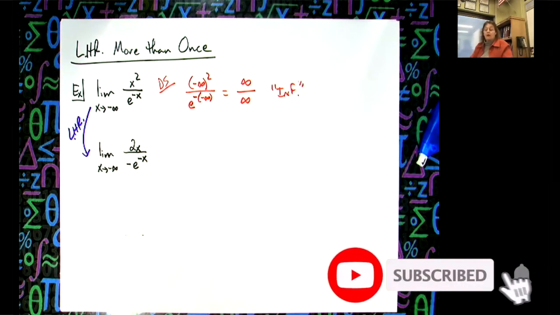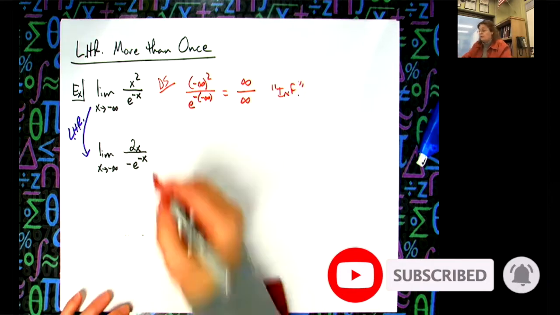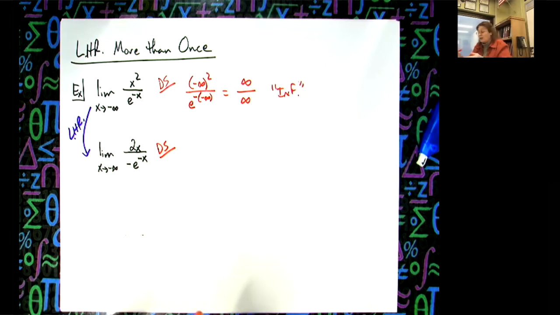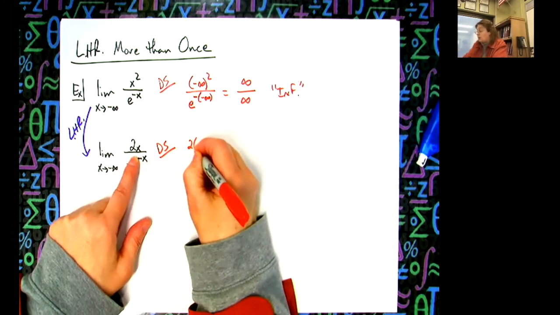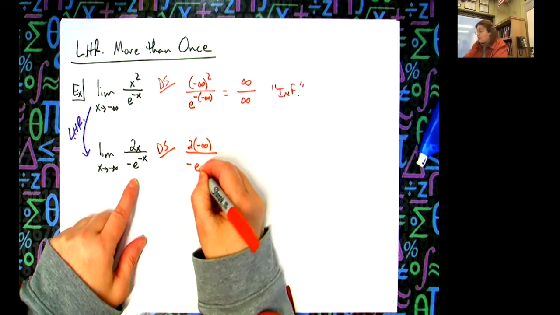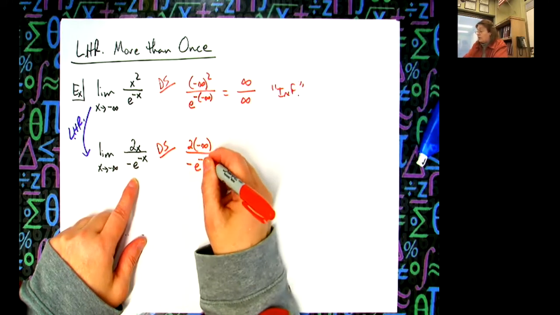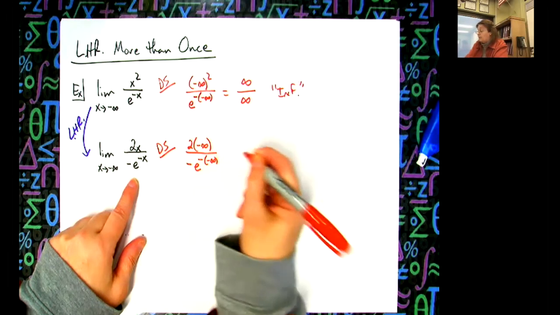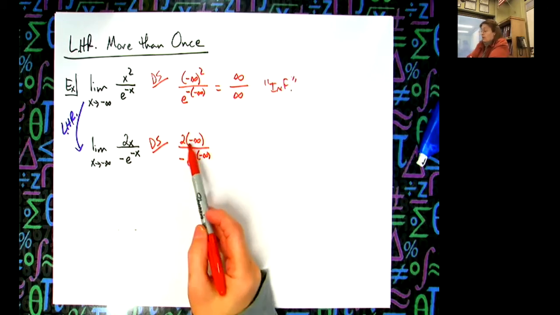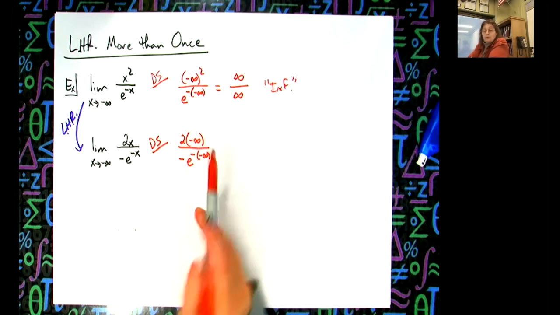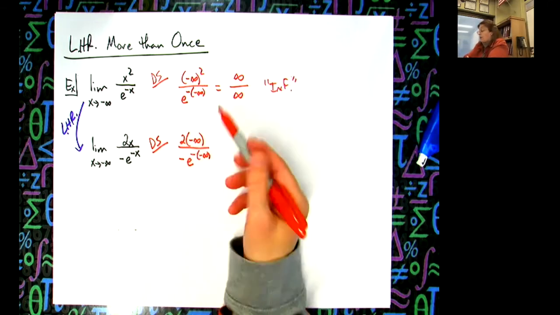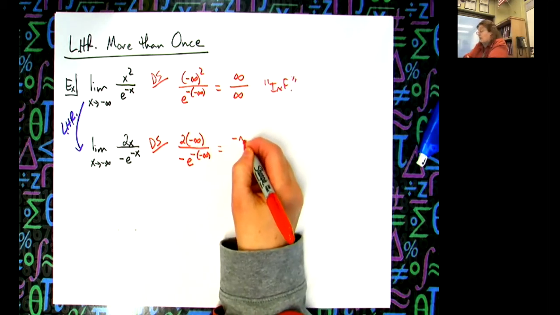After you take the derivative of the top and the derivative of the bottom, we're back to direct substitution. I'm going to plug in negative infinity: 2 times negative infinity, and a negative e to the negative of negative infinity. Actually, I may do some more work here. A positive number times a really big negative number means this top is going to go to negative infinity.